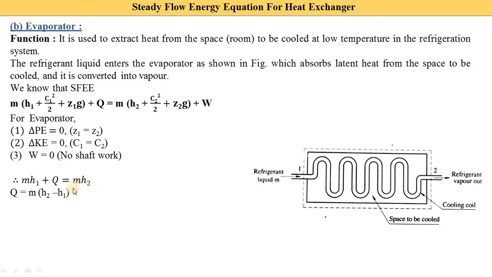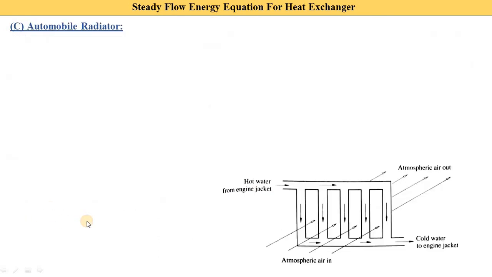And we take the M common, and the remaining part is H2 minus H1, where M is the mass flow rate of the refrigerant. What does M indicate? Here you see that the refrigerant liquid is flowing in, so M indicates the amount of mass of the refrigerant. It is denoted as M.